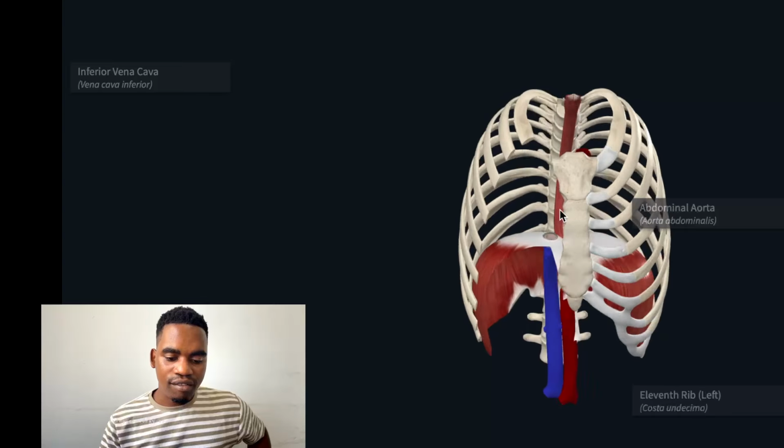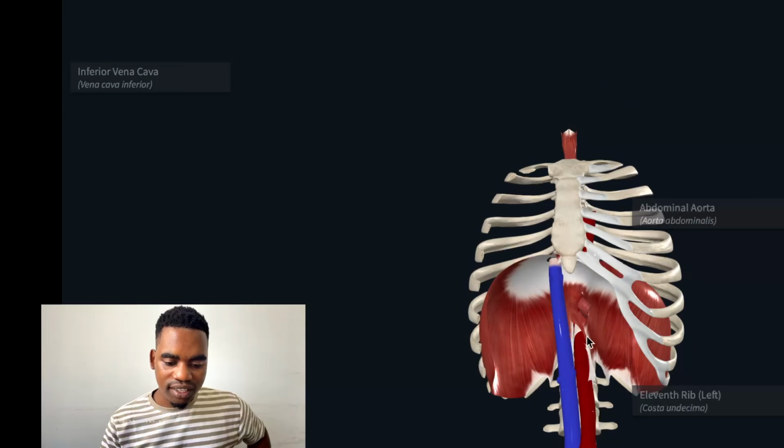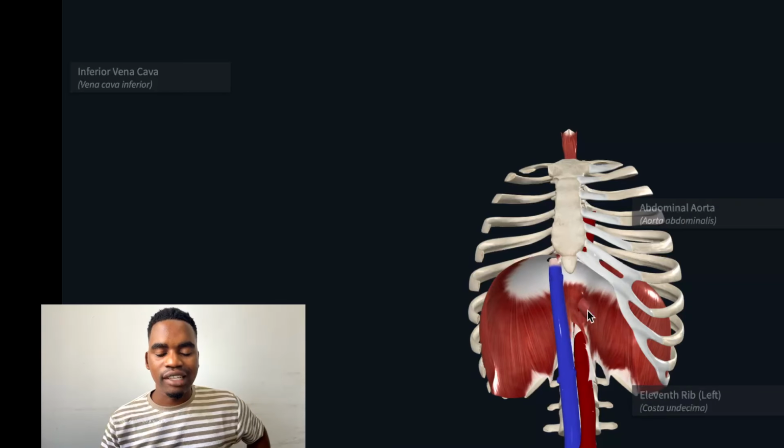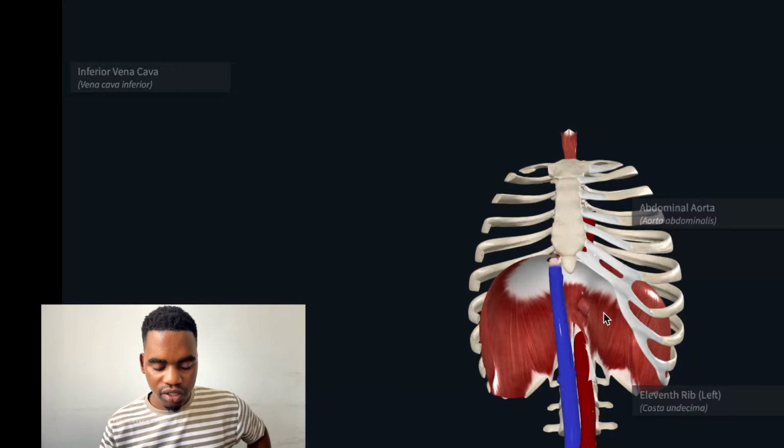But we also have another aperture here, for the passage of the esophagus, and this aperture is called the esophageal hiatus. The esophageal hiatus is at the level of T10, and other structures passing through are the right and left vagal trunks, but we also have the esophageal branches of the left gastric artery.